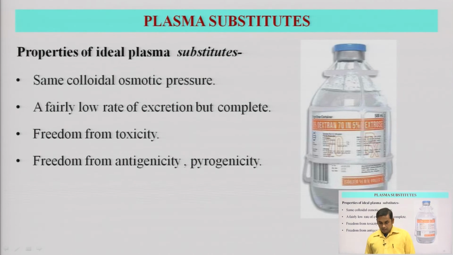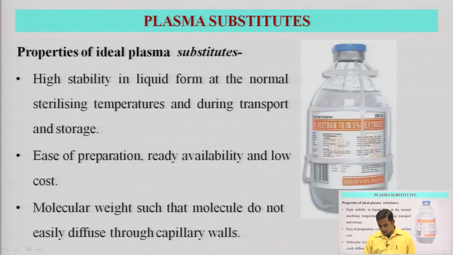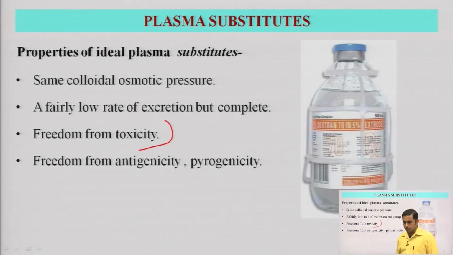And if I tell you more, what will be the ideal properties of a plasma substitute? It should possess the same colloidal osmotic pressure, a fairly low rate of excretion if possible, and freedom from toxicity. It should not be toxic, it should not create any harmful effect to our body. And it should be free from antigenicity and pyrogenicity. See, antigenicity, again our concepts are coming here. It should not be antigenic. If it is antigenic, then your entire immune system will become active, then they will come into the picture and take action.